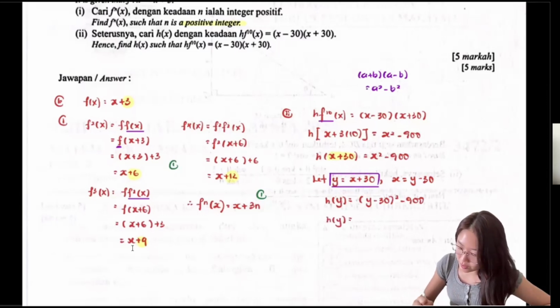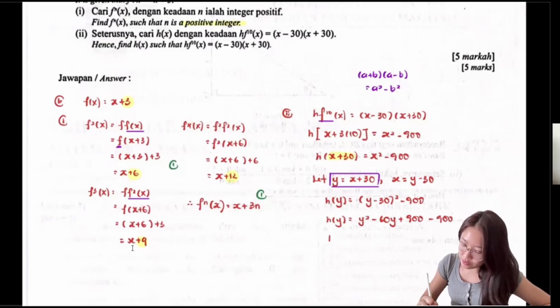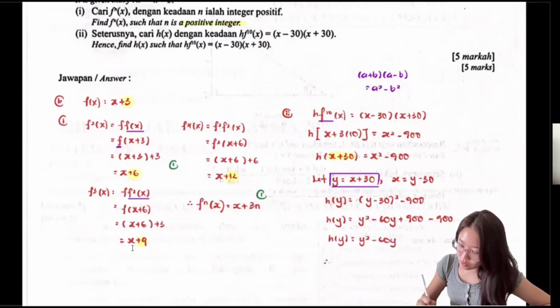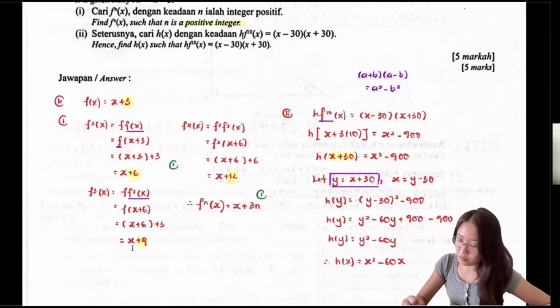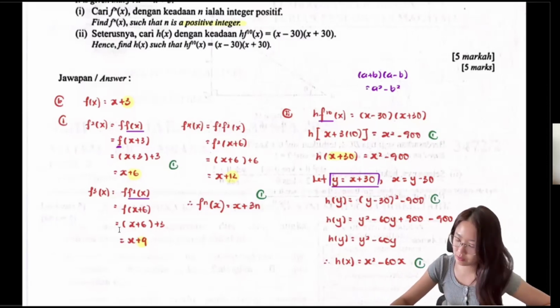When you open up the square bracket, be careful: a squared minus 2ab plus b squared, behind minus 900. So here you get y squared minus 60y. And once you have nothing to simplify already, you change all the y back to x. This is your answer. So 1 mark here while substituting, another mark here, and your final answer. Here you have 3 marks.